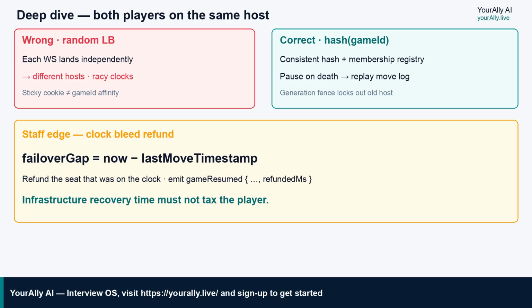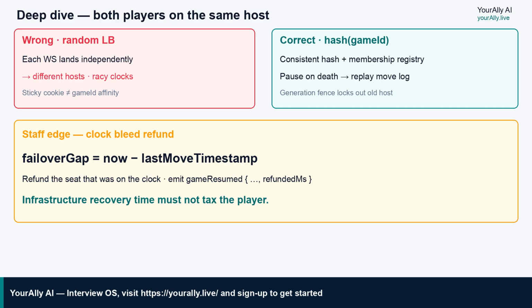Correct: hash gameId into a membership registry of game servers. Both connections route to the process that owns that game's memory: board, turn, clocks, last move timestamp, pending pre-moves. On node death, the ephemeral membership node disappears. Affected games pause. Consistency over availability. We would rather freeze than diverge. Reassign deterministically. Rebuild by replaying the durable move log into a fresh in memory board.